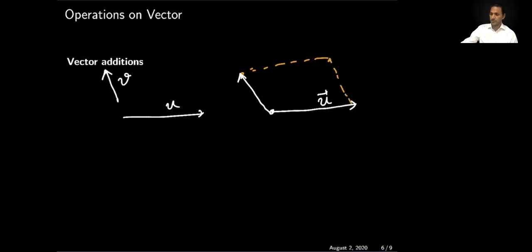Then the addition of this vector will be this vector, which is the diagonal of the parallelogram. So this will be the u plus v vector. So this is a parallelogram.